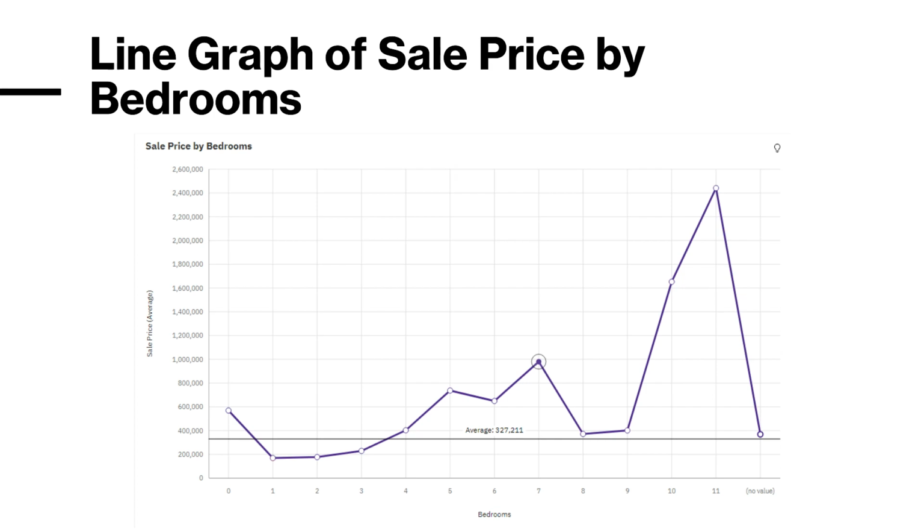This line graph represents the relationship between the number of bedrooms and a sale price. From this graph, you can see that a building with 11 bedrooms has the highest sale price, which is over $2.4 million, while buildings with a small amount of bedrooms fall below the sale price average of $327,211. It is worth noting that on the graph you can see that 0 bedrooms sale price is well above the average sale price, which can lead to an inference such as a high lot value. You can also see on this particular visualization that there is a no value point on the x-axis, which I will touch on a bit later.